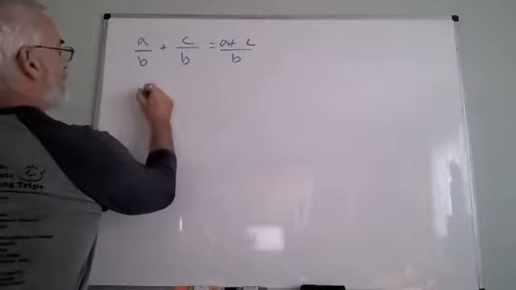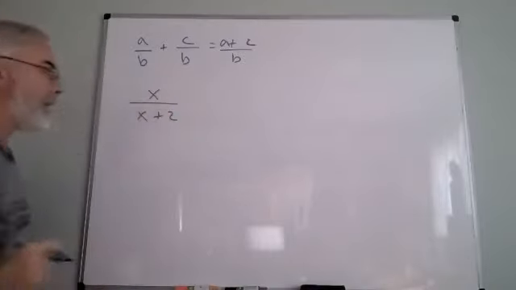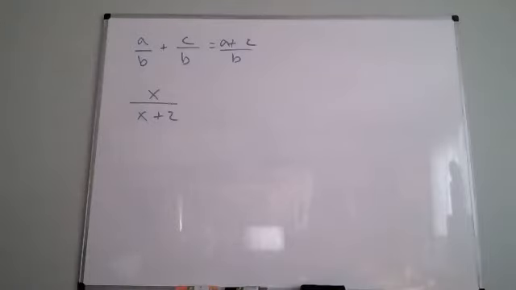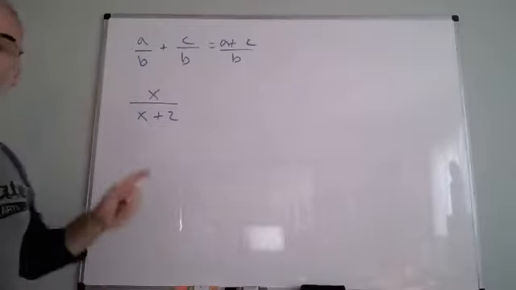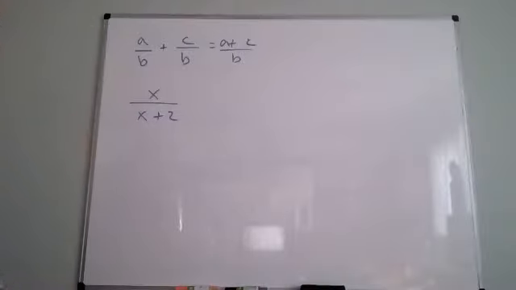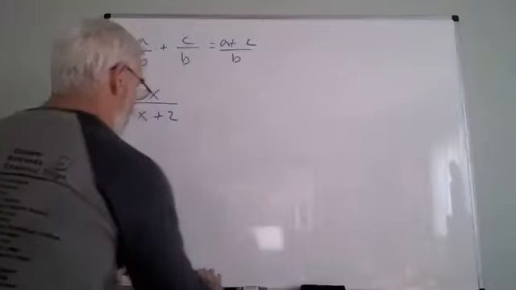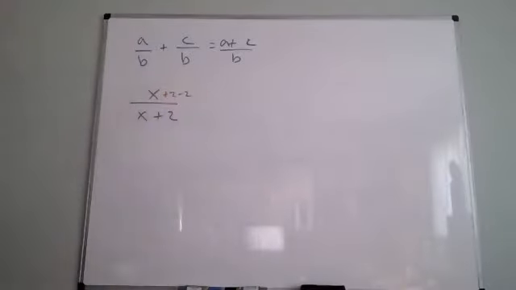If I had a quotient such as, let's say, x over x plus 2, the basic rule of thumb when dealing with a rational expression, a quotient of polynomials, is the degree of the numerator has to actually be smaller than the degree of the denominator. So I would need to do long division or synthetic division on this in order to get a simplified answer. Or I can simply add and subtract 2 to the numerator.